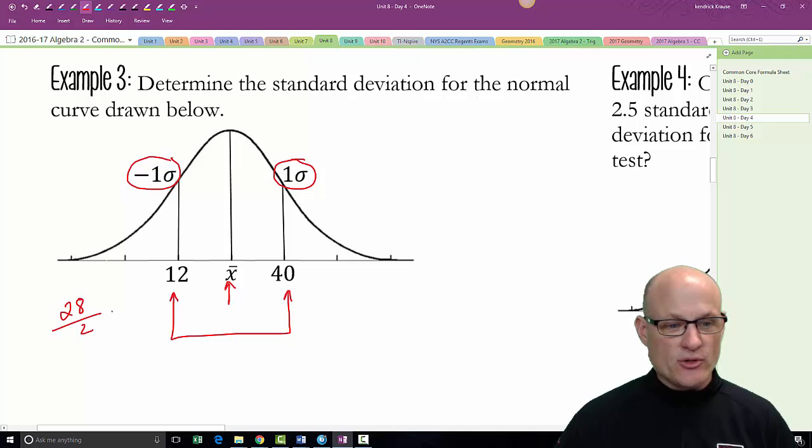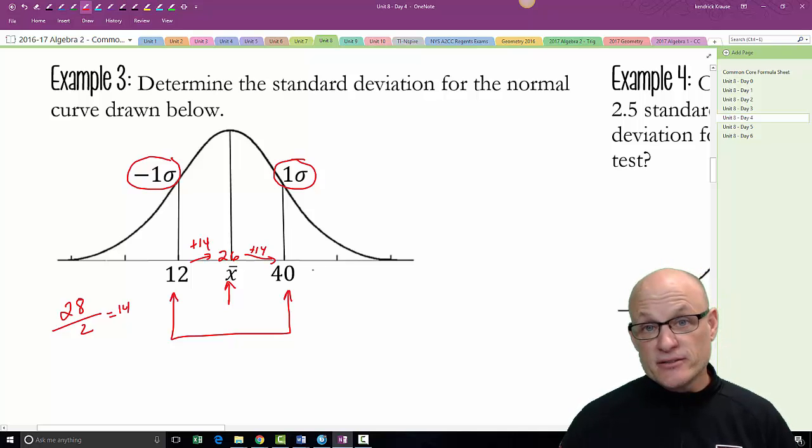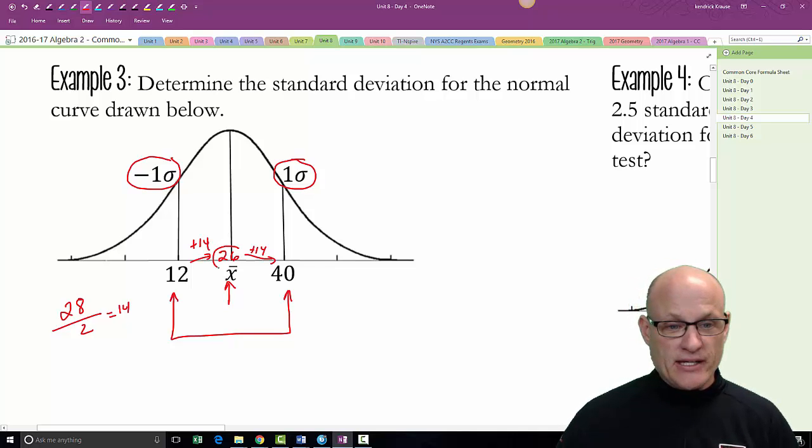28 divided by 2 is 14. So it looks like if I go up 14 and down 14, I'll find the mean. So if I go up 14, I'd have 26 plus 14. And if I went up another 14, I would have 40. So clearly the mean is 26.